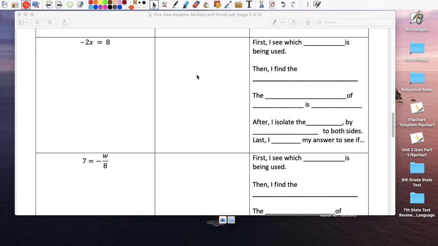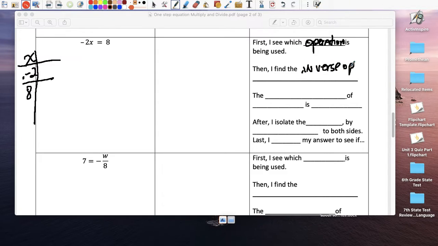Negative x, again, let's do this. x is my variable. It's being multiplied by -2 equals 8. So first I see which operation is being used, cuál operación. Then I find the inverse operation. Of what? The inverse of multiplication. And the inverse of multiplication is division. Divide by -2.